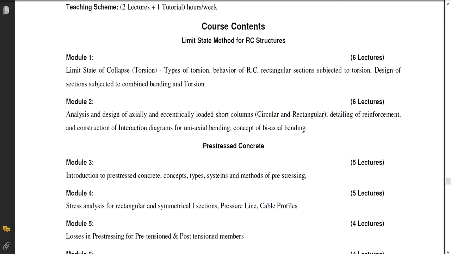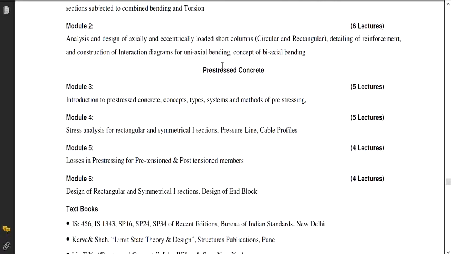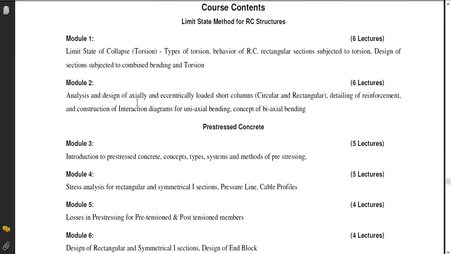After this we are going to move to the pre-stressed concrete part, that is module number 3. But before that, let us study module number 2, that is design of columns.